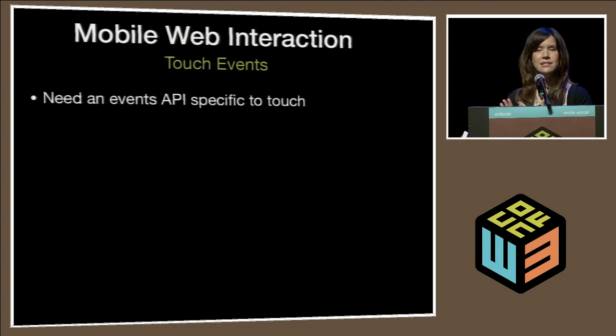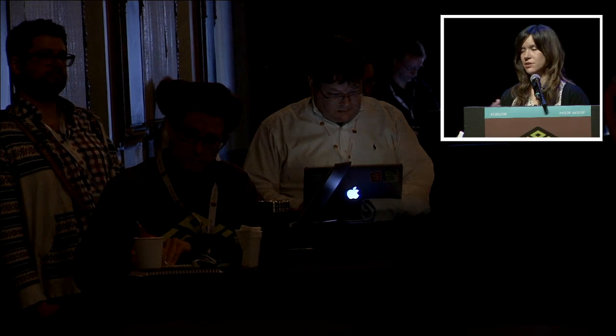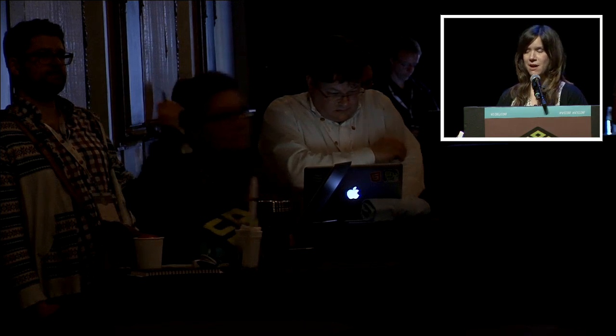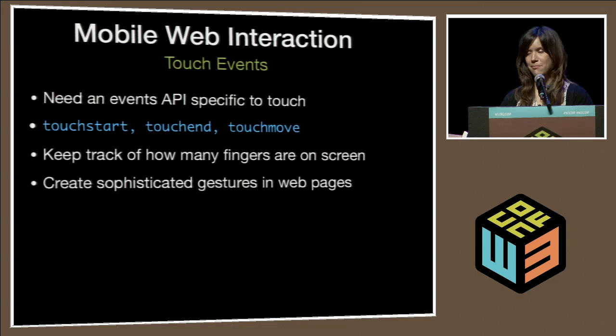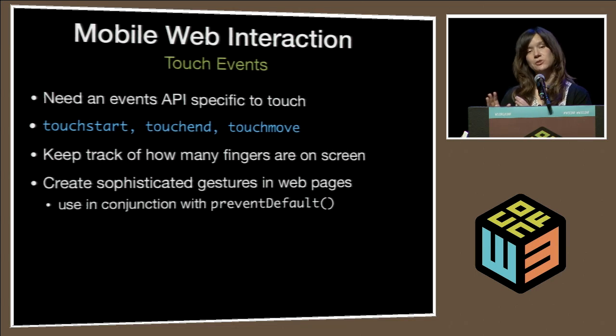I'm not going to go into this in too much detail here. I really wanted to talk more about why an API like this is needed. But some of the available events are touch start, touch end, and touch move. You can also keep track of how many fingers are on the screen, which is something that you wouldn't be able to do with mouse events very easily. You can also create these sophisticated gestures in web pages, especially when you use this in conjunction with prevent default.